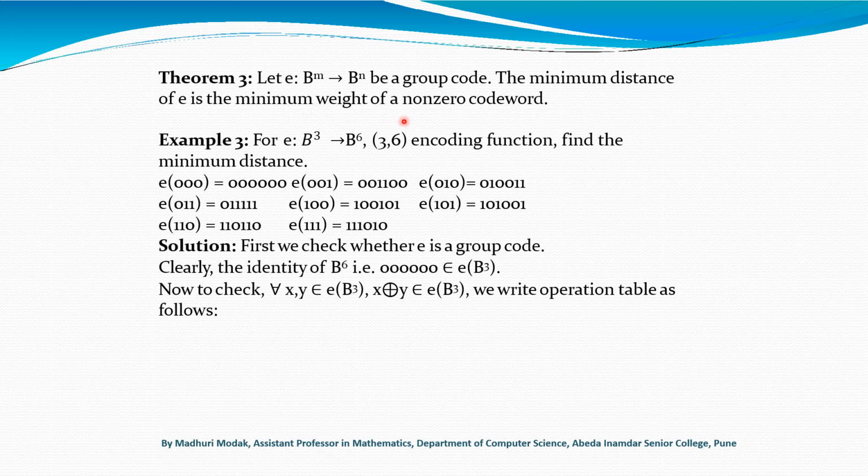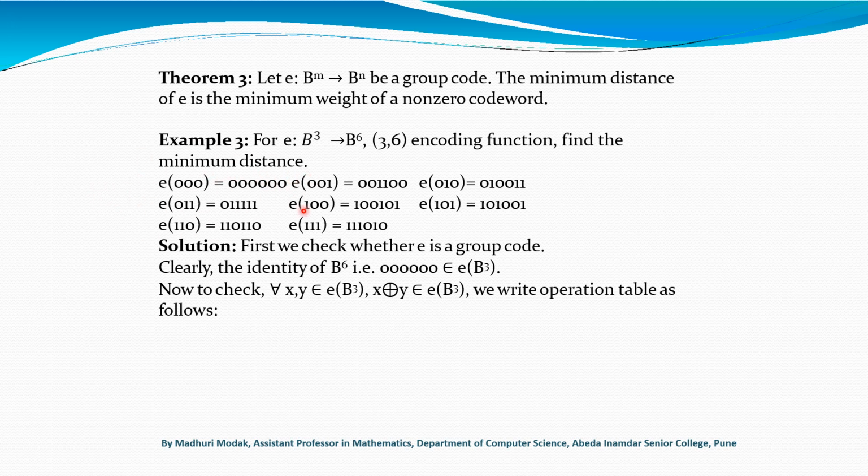So just observe, non-zero code words means other than 00. So for every non-zero code word, find the weight, and the minimum weight of a non-zero code word is the minimum distance. Now, for E from B3 to B6, a (3,6) encoding function, find the minimum distance. Now here first we check whether E is a group code or not. Now E is defined in this way.